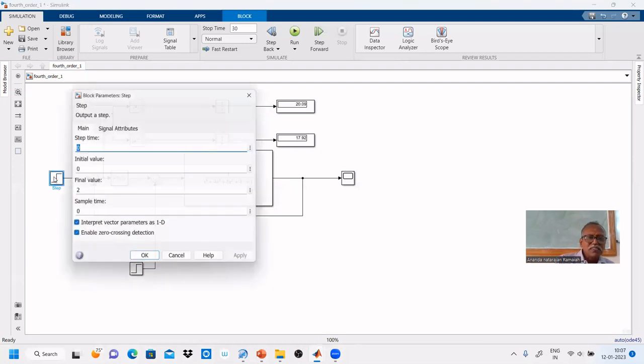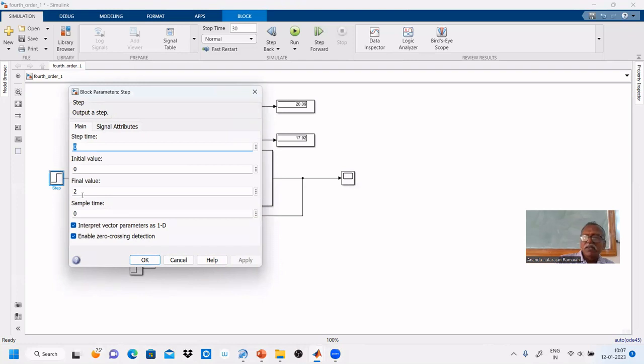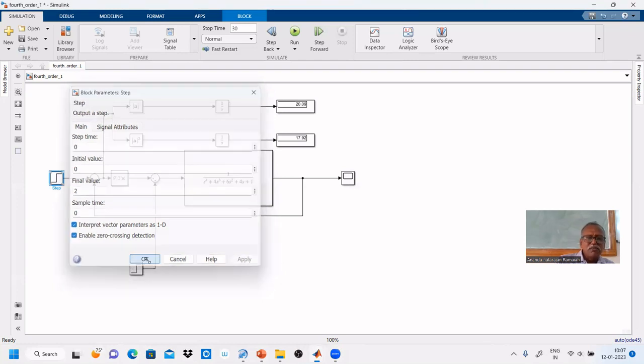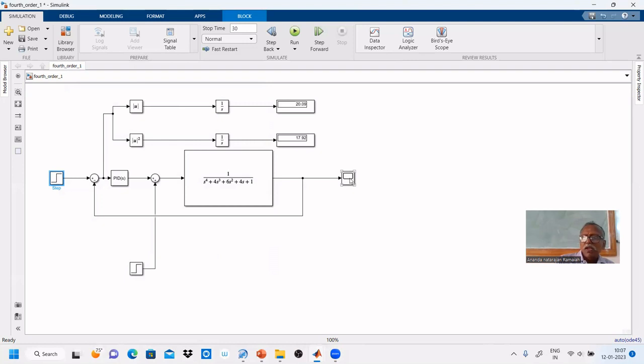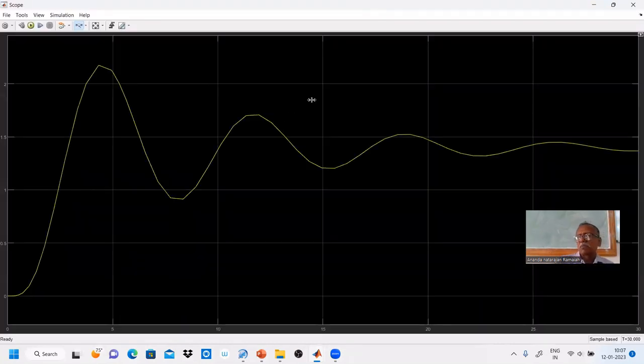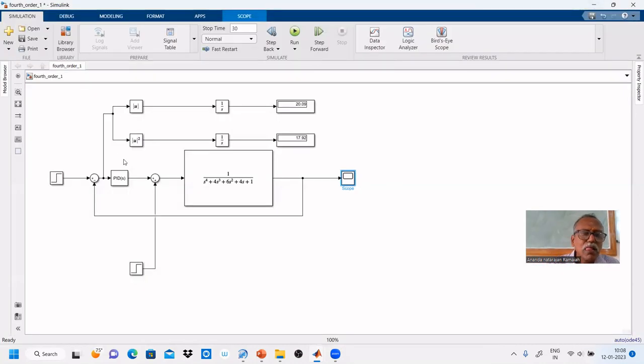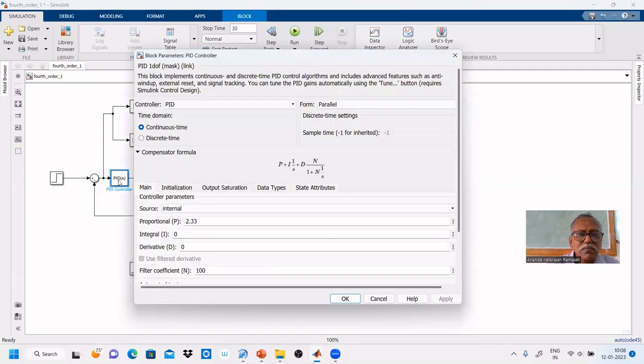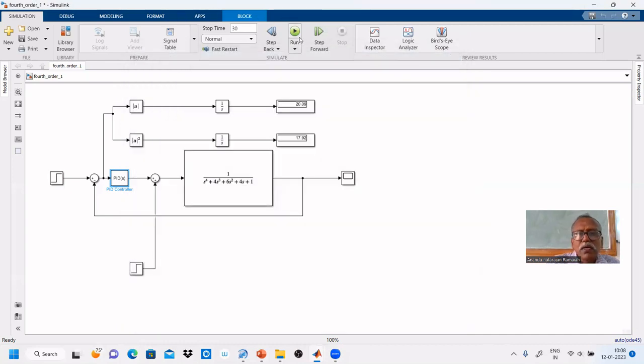We have to give a step change of 2, and we have to obtain the response here. So here the pole is in the left half, that's why it gives a stable response. Now let us increase this to 3 and run.